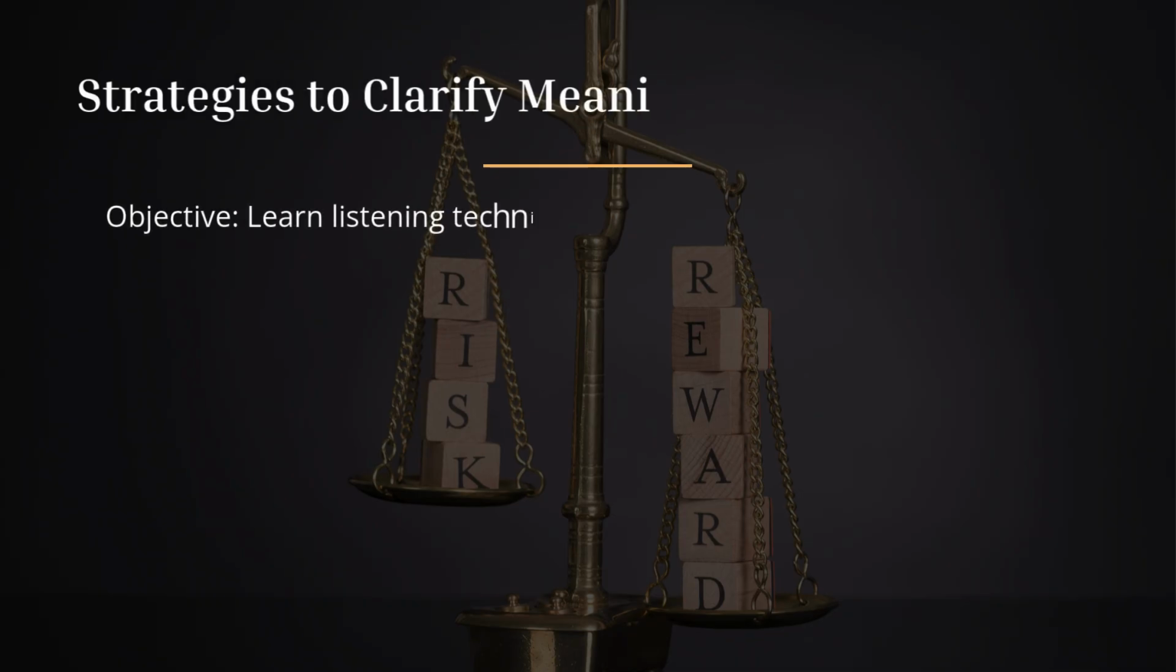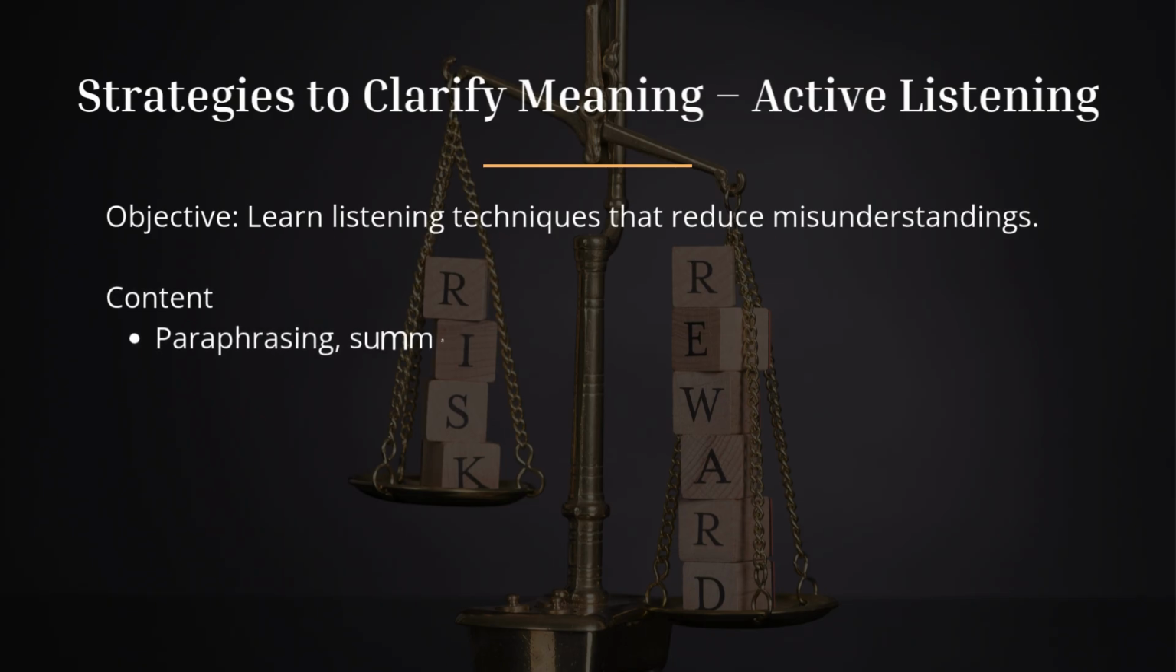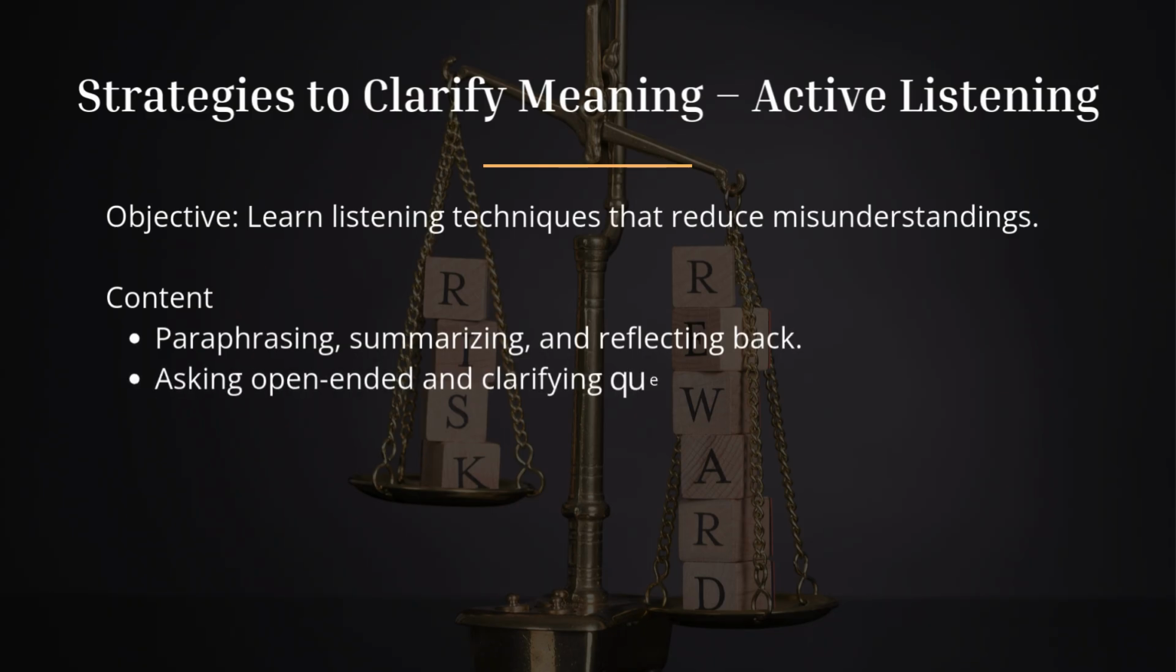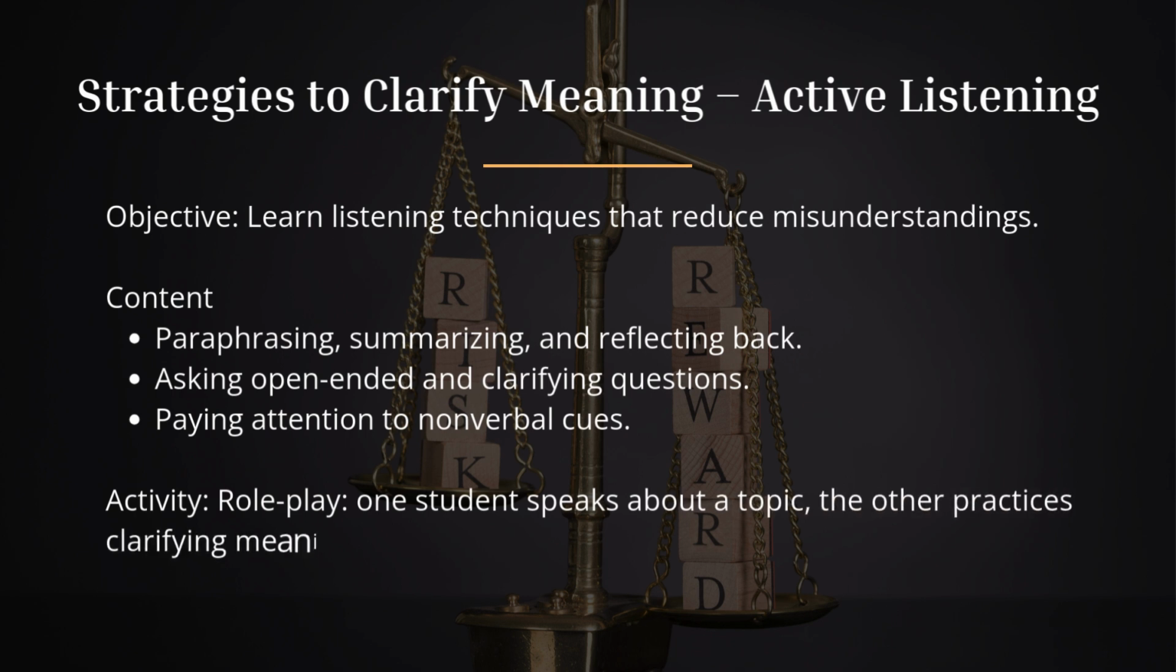Strategies to clarify meaning: active listening. Objective: learn listening techniques that reduce misunderstandings. Content. Paraphrasing, summarizing, and reflecting back. Asking open-ended and clarifying questions. Paying attention to nonverbal cues. Activity: role play. One student speaks about a topic, the other practices clarifying meaning through active listening.